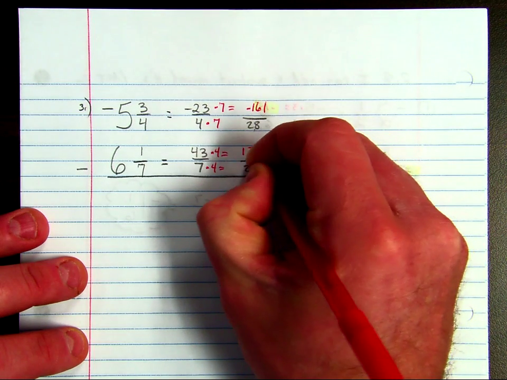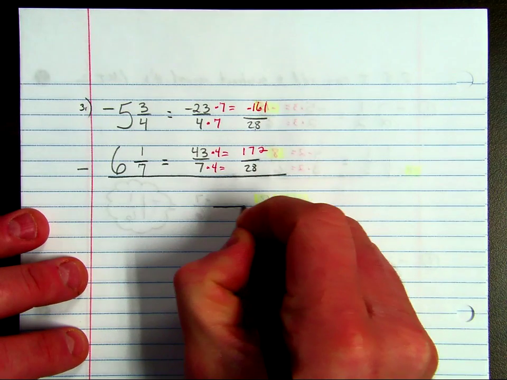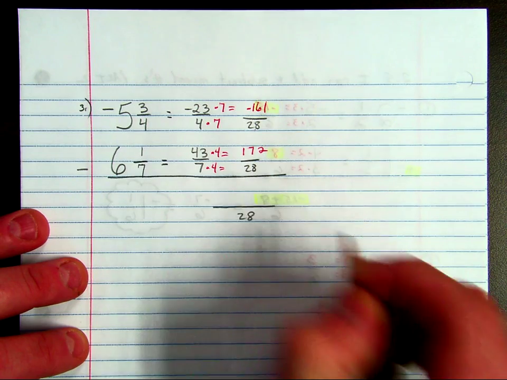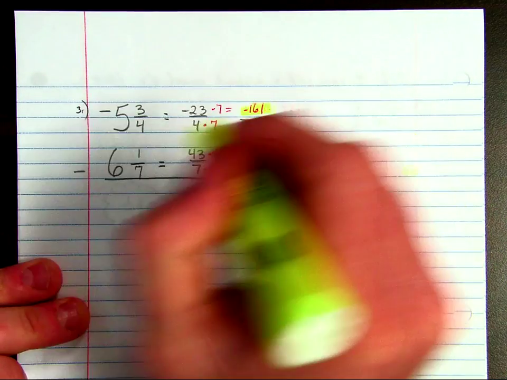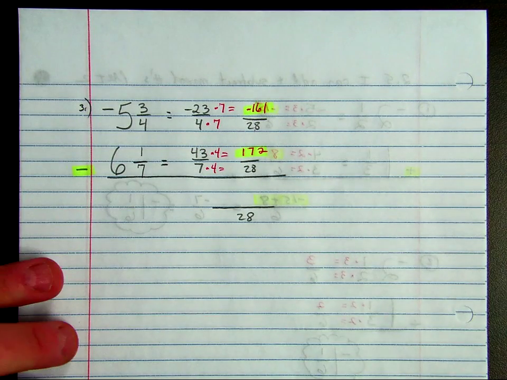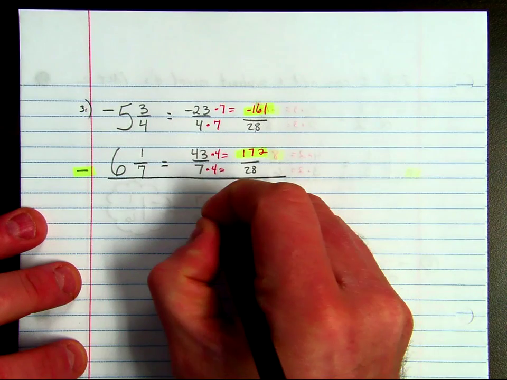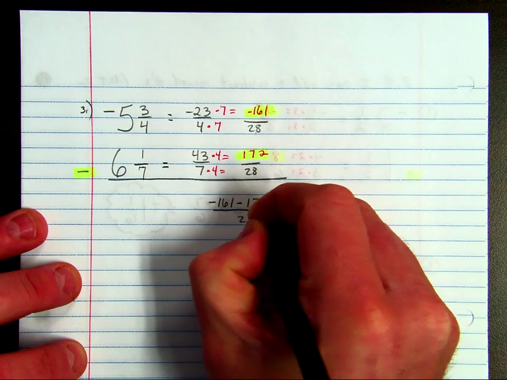172. Good. So now I'm going to draw my line. I'm going to put my 28 down here. I'm just highlighting this so that you can see what I'm about to write. Negative 161 minus 172.